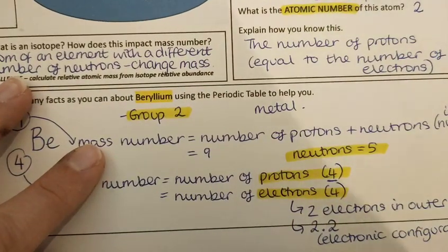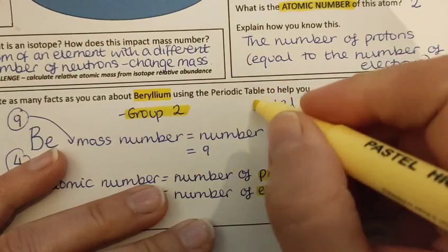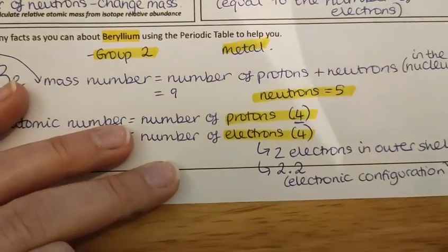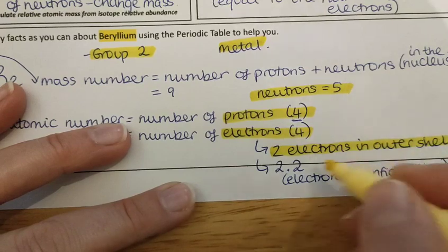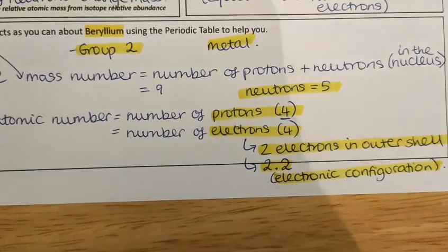Brilliant. So that finishes off this section. I'm just going to highlight those key points there. So it's a metal because on the left-hand side it has 2 electrons in the outer shell and electronic configuration of 2.2. Okay, so there we go.